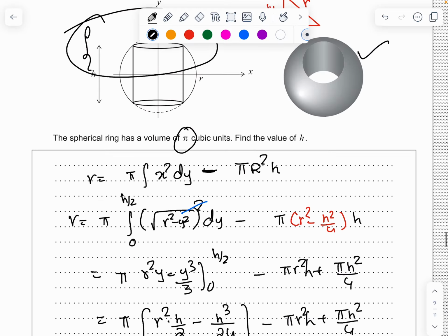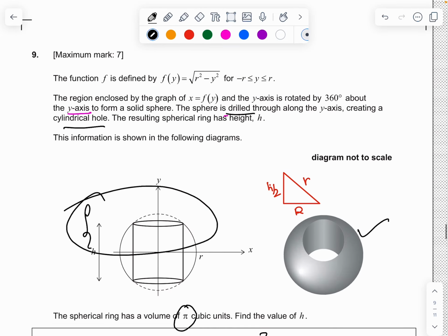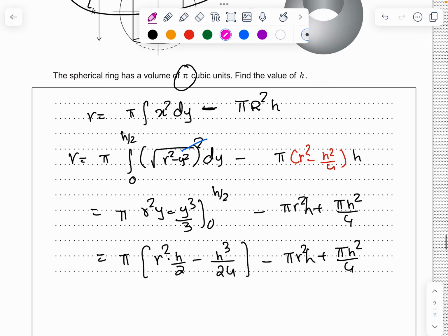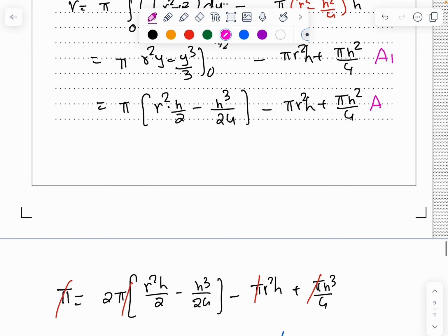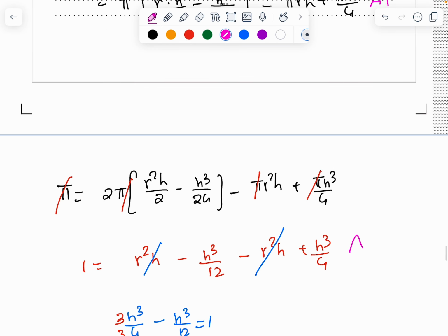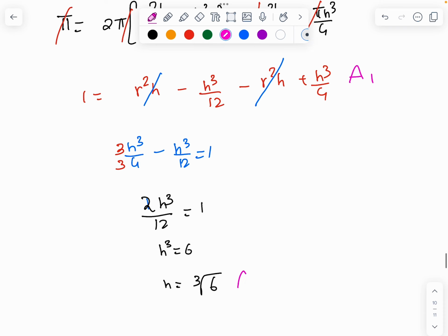What else is being asked? Find the value of h. And how many marks is that question? It is a 7 marks question. So this is my method, 1 mark. Accuracy, 1 mark over here. Accuracy, 1 mark. Simplification is another 1 mark, 4. And accuracy, 1 mark, 5. Simplification, 6. And finally, accuracy, 1 mark.